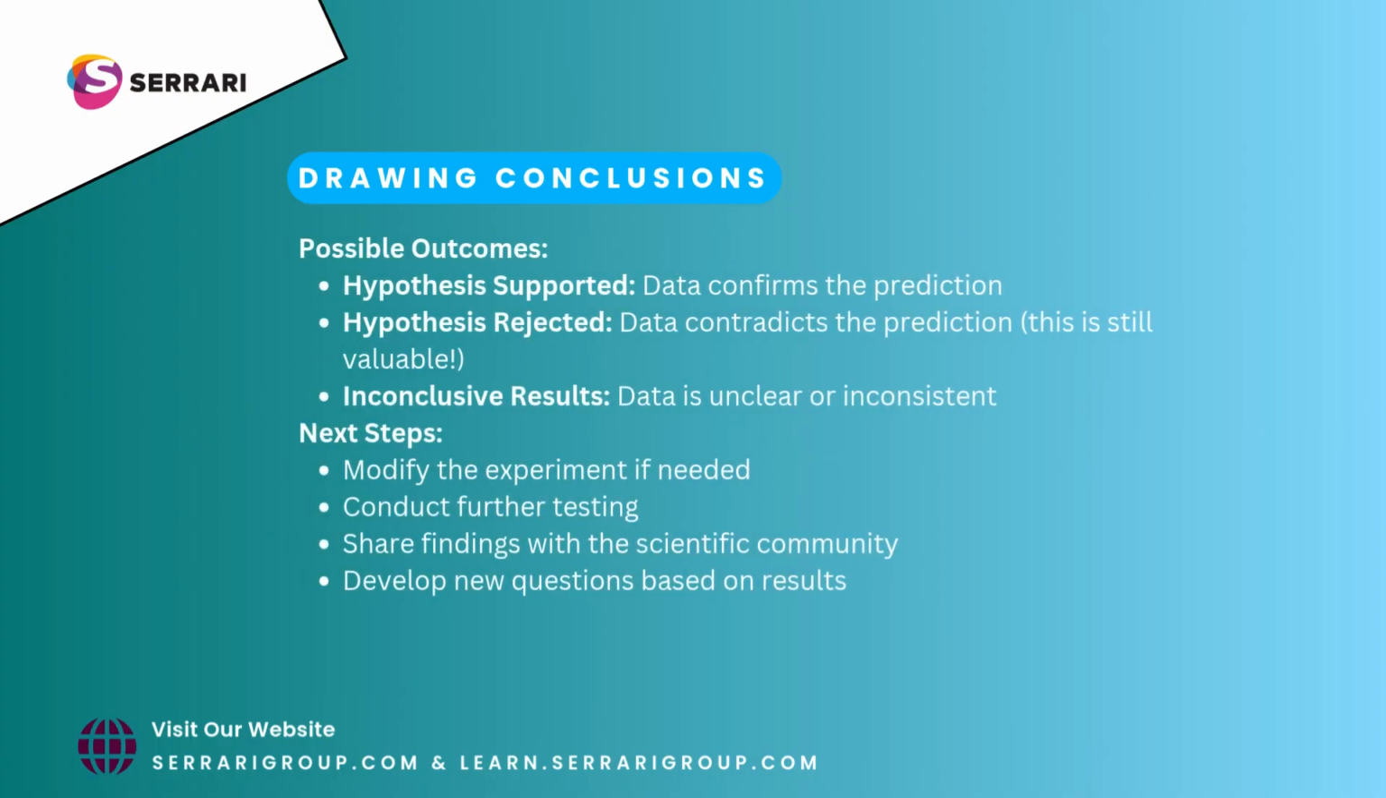Possible outcomes. Hypothesis supported: data confirms the prediction. Hypothesis rejected: data contradicts the prediction, which is still valuable. Inconclusive results: data is unclear or inconsistent.